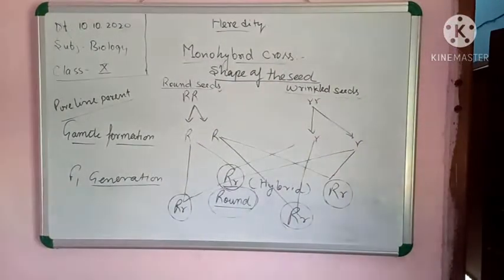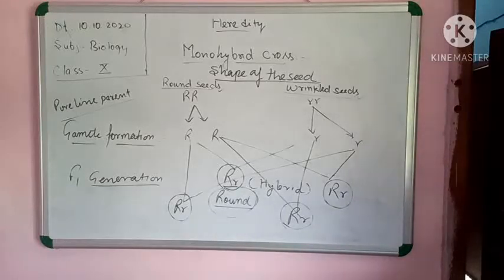Dear students, in this experiment Mendel selected pure line plants. Pure line plants, you know, are plants that produce similar traits generation after generation, and he cross-pollinated such plants having contrasting traits, considering one trait at a time. Considering one trait at a time means it is a monohybrid cross.